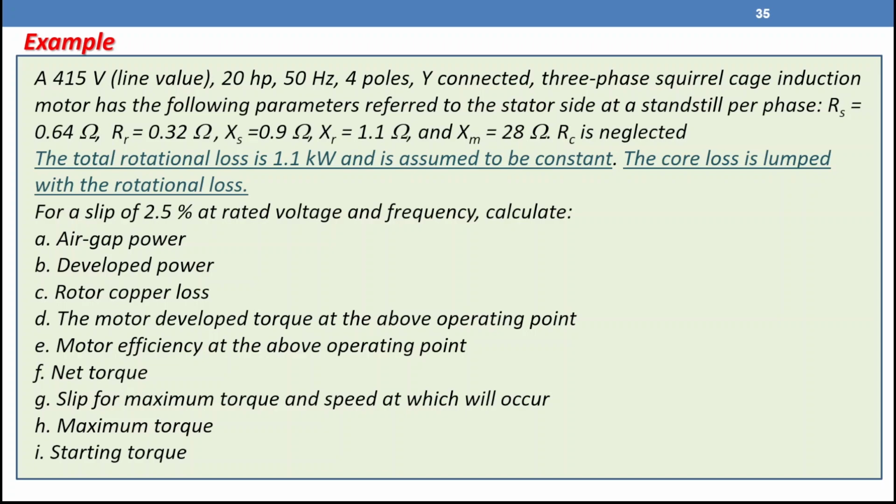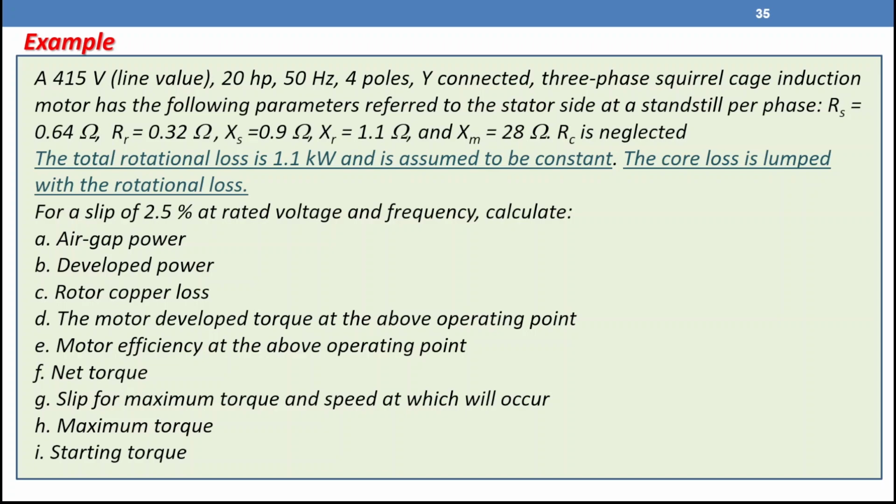The total rotational loss is 1.1 kilowatt and is assumed to be constant, lumped with the rotational losses, so we are going to add it at the end of the power flow diagram. For a specific slip, 2.5%, at rated voltage and frequency, but I didn't mention rated power. I said that at rated voltage and frequency, so we apply 415 volt line value and the supply frequency is 50 Hz, but we didn't mention that the power is 20 horsepower output.